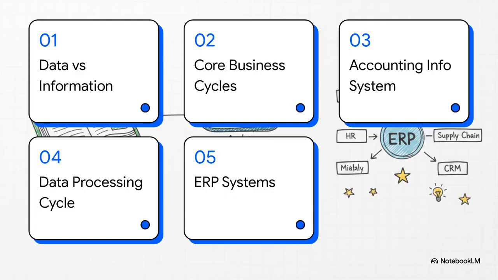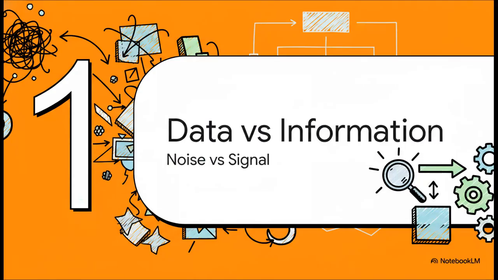So here's our roadmap for the explainer. We'll be covering 1. Data versus useful information. 2. The core business cycles. 3. The accounting information system. 4. The data processing cycle. And finally, 5. Enterprise resource planning. All right, let's kick things off with Section 1, Data versus Useful Information.